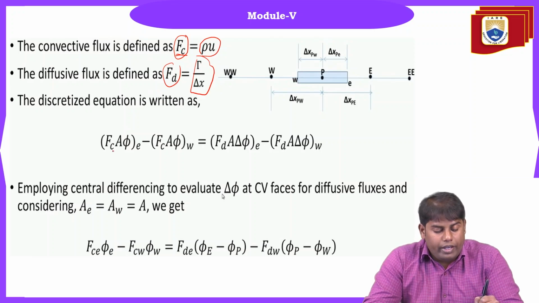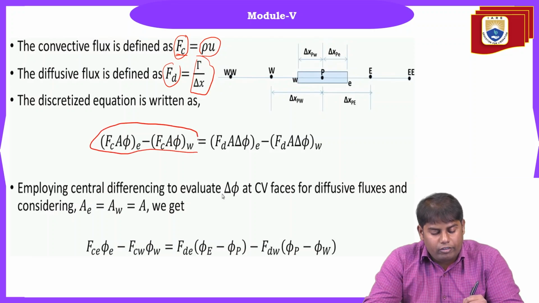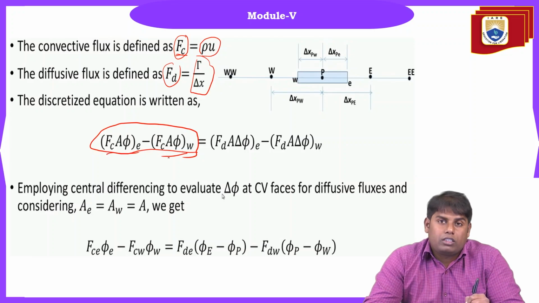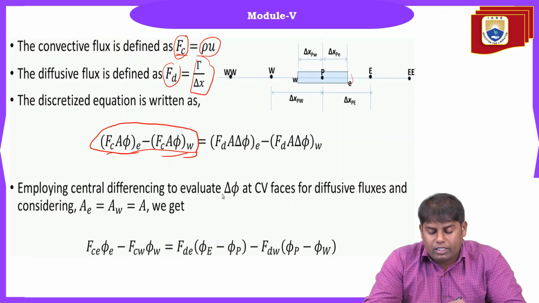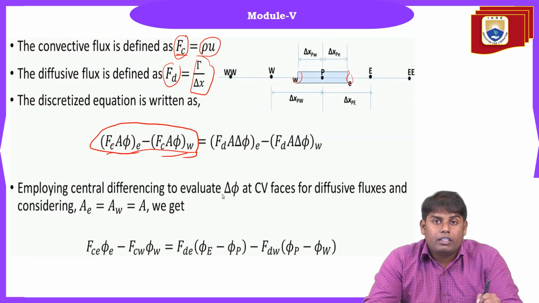So Fc into A into phi of E minus Fc into A into phi of W. Basically this is what we have. So the east flux minus the west flux. This is called the east flux and this is called the west flux. So what is Fc? This is rho into U, which is the convective flux.